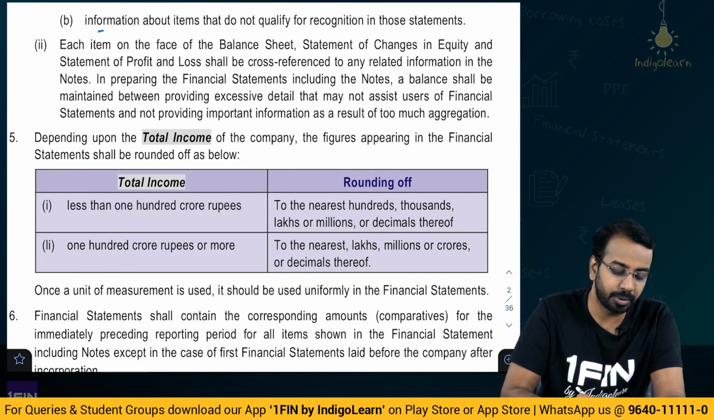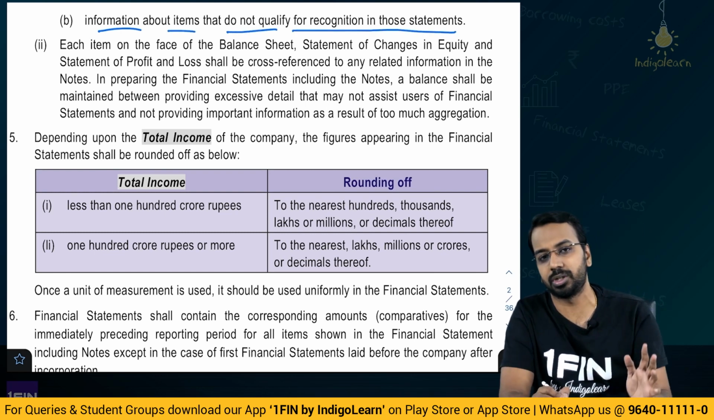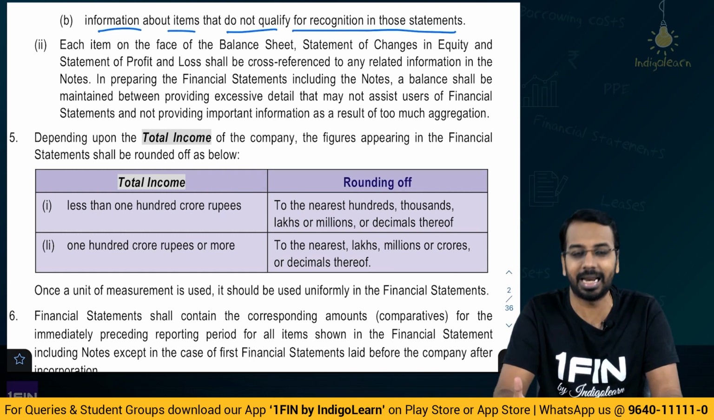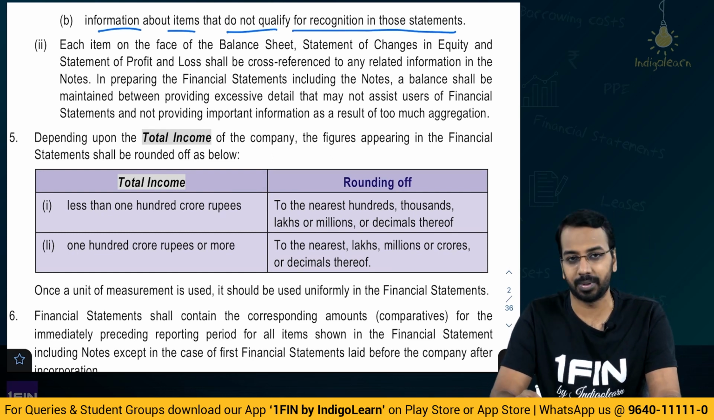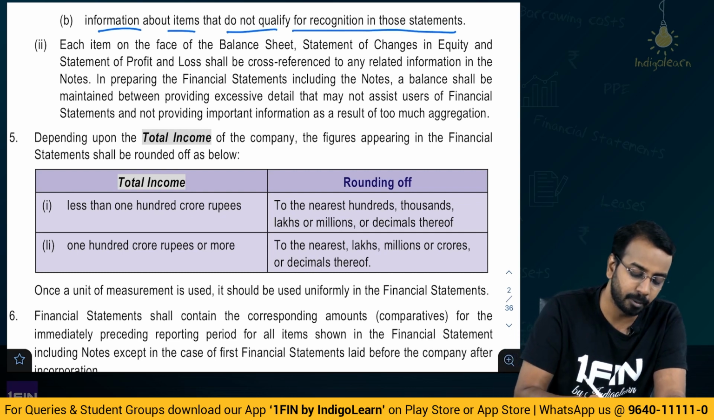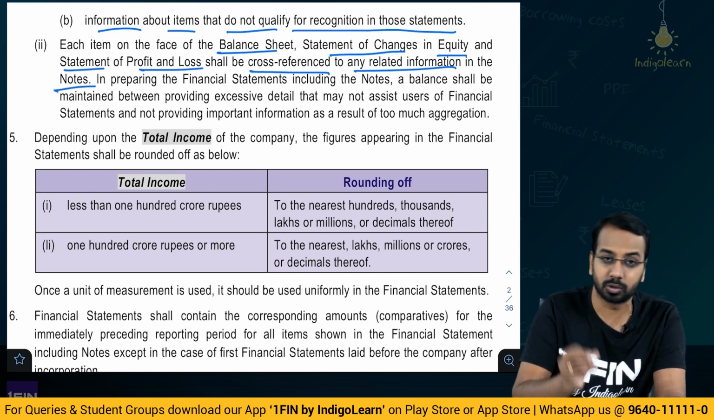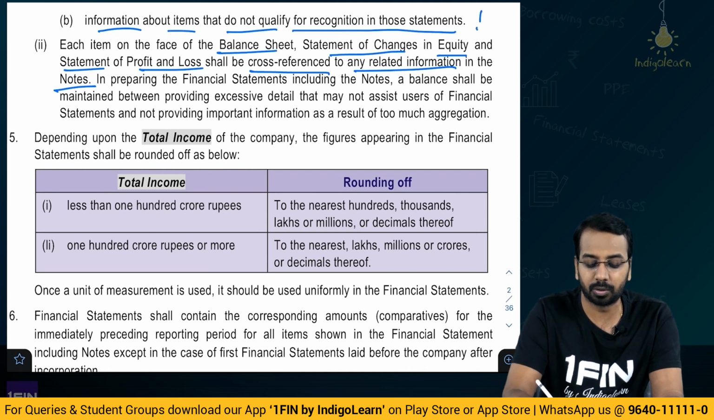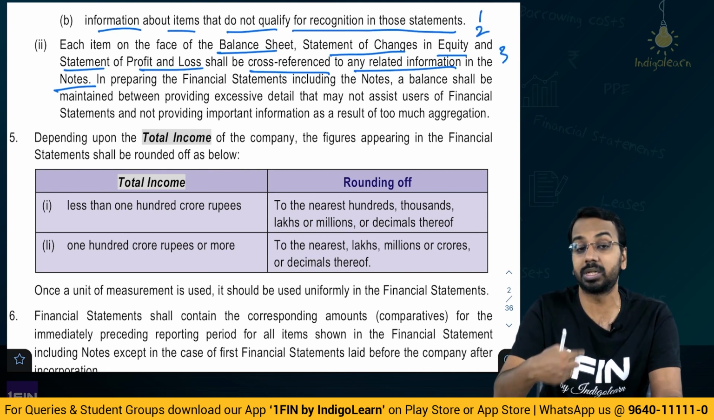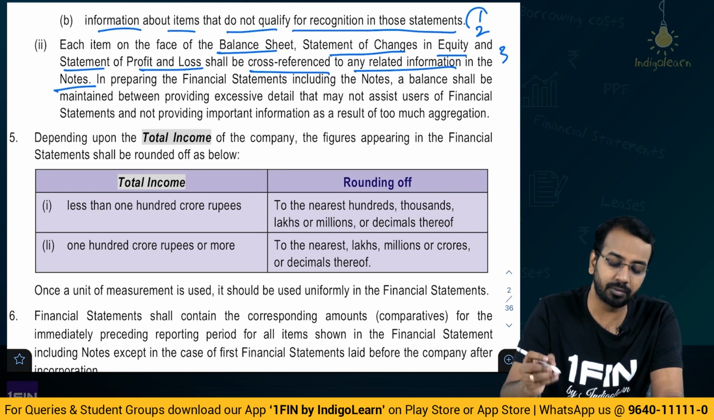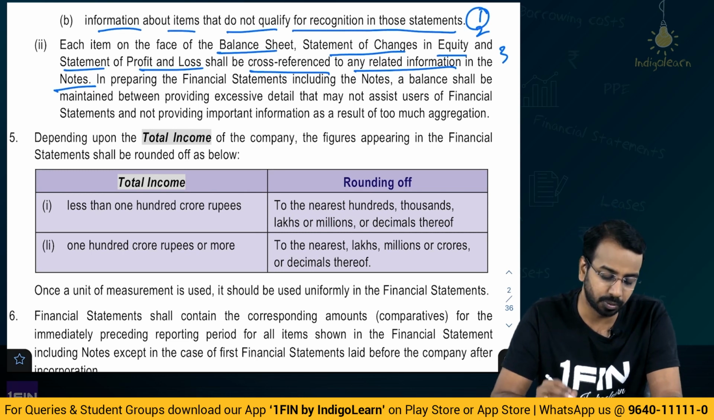Then if there is any information about items that do not qualify for recognition in the statements, that also should be disclosed in notes. This is something like maybe a contingent liability which you do not recognize in the financial statements, that you will show separately. Then each item on the face of the balance sheet, statement of changes in equity and statement of profit and loss shall be cross-referenced to any related information in the notes. So we see note number 1, note number 2, note number 3, like this, notes have to be given, and in the respective note, you have to give the explanation about those items.